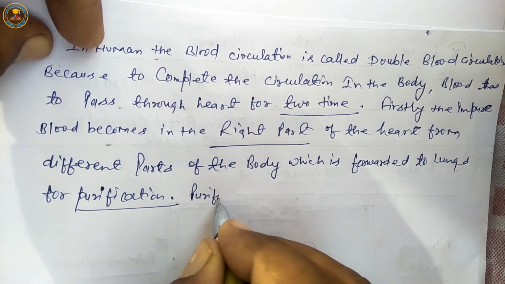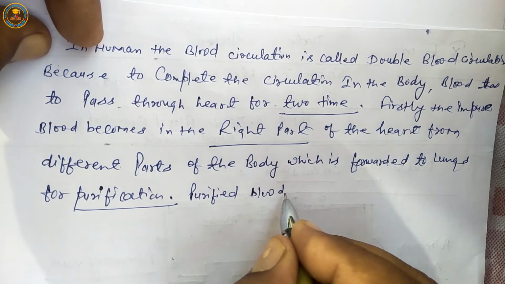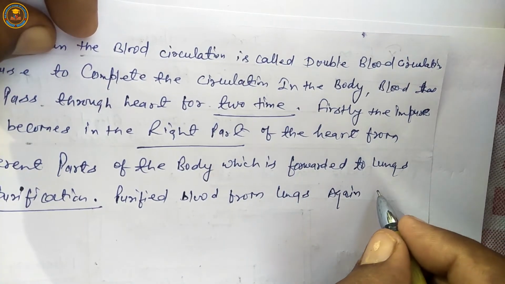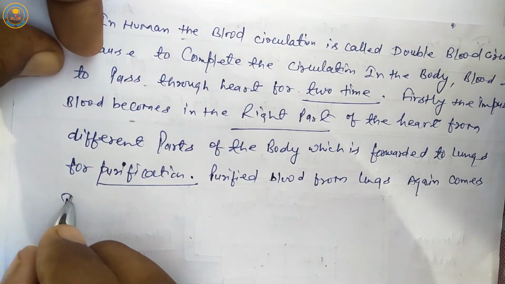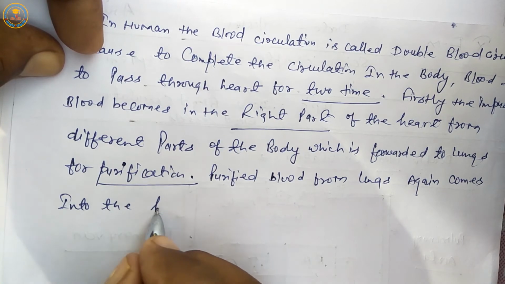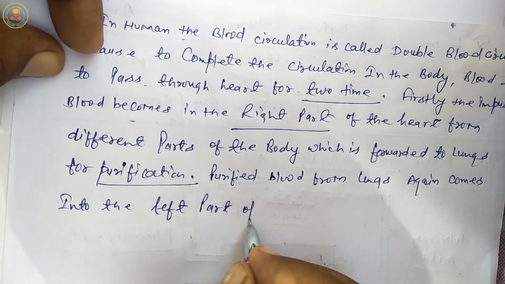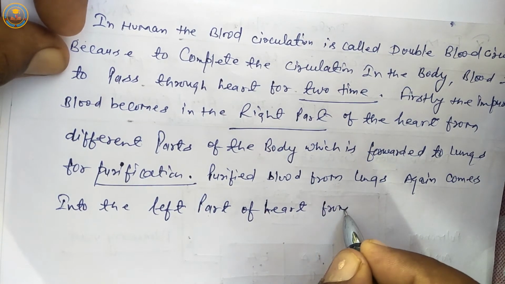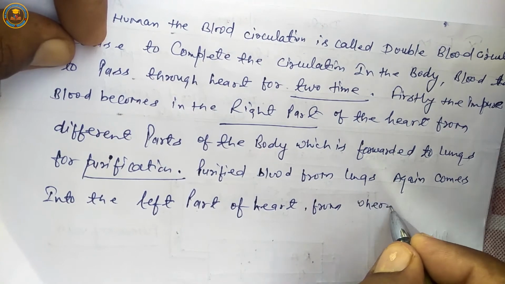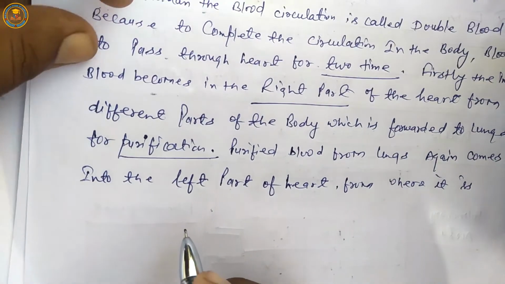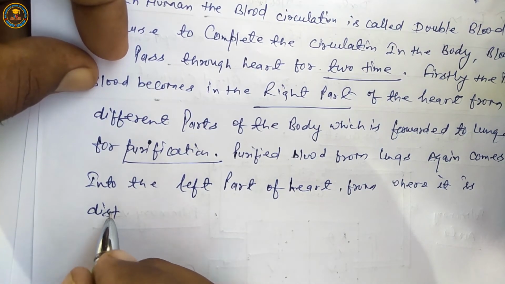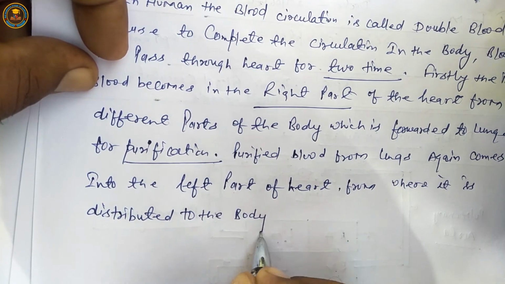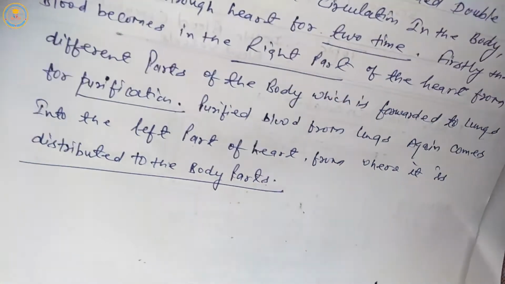Next, the purified blood from the lungs comes again into the left part of the heart, from where it is distributed to the body parts.